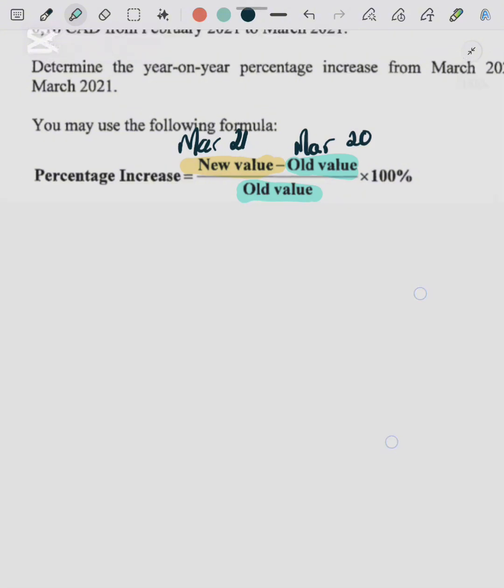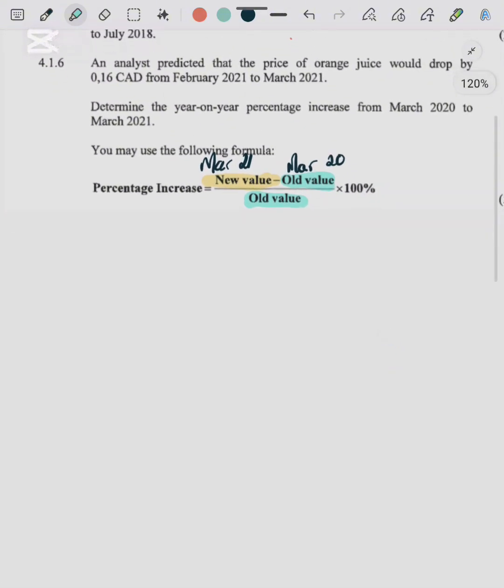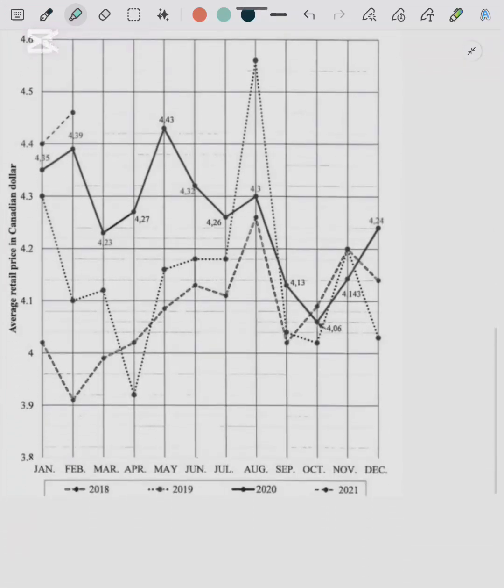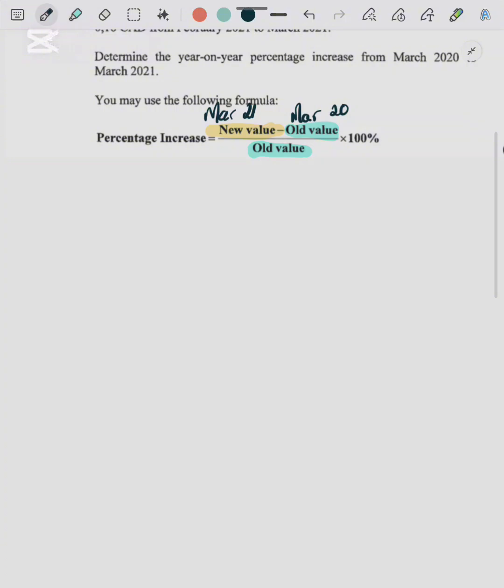Okay, so let's go and see from our graph, what is the value for March 2020? So if I look at my graph here, I'm looking in March, and 2020 is the solid line. So if I go up, I can see it's 4.23 Canadian dollars. Okay, great. So that already tells me I'm going to have on my fraction something minus 4.23.